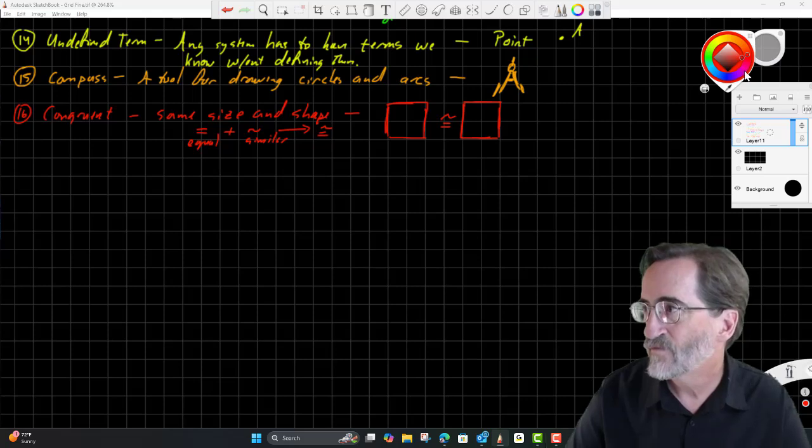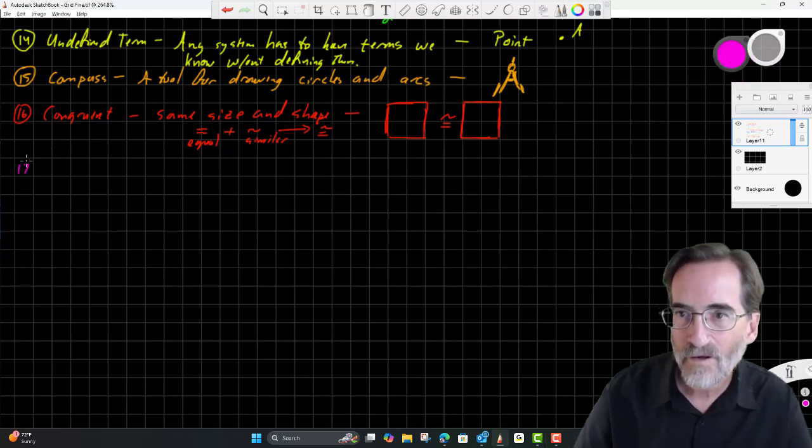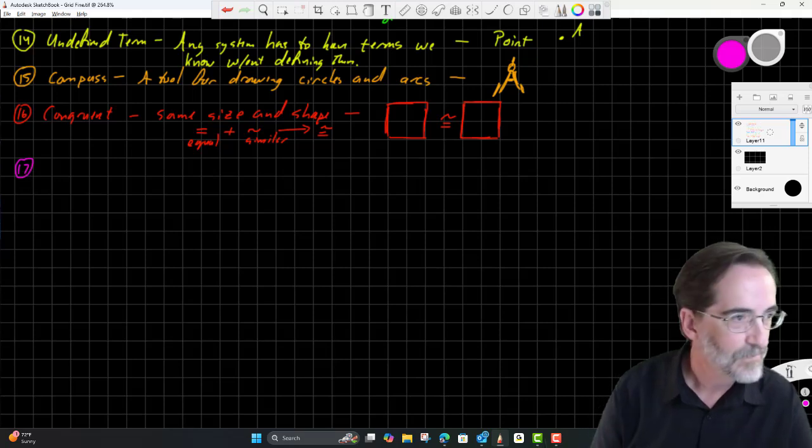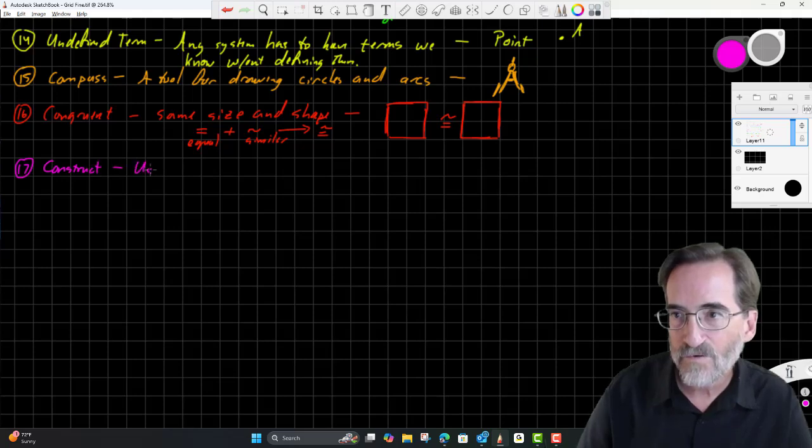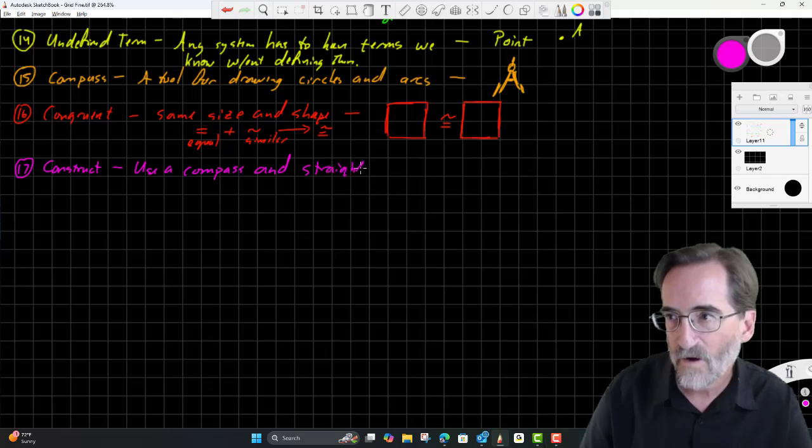17. Got to scroll down here. Construct. Use a compass and straight edge to make a precise drawing.